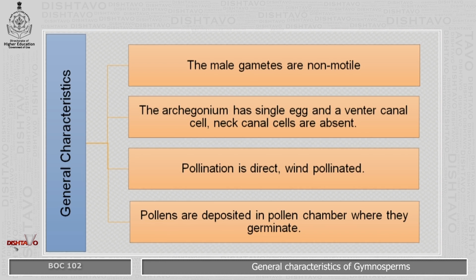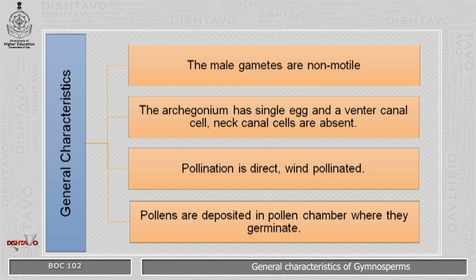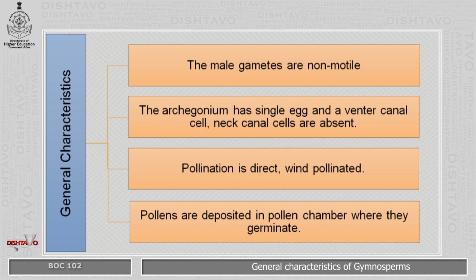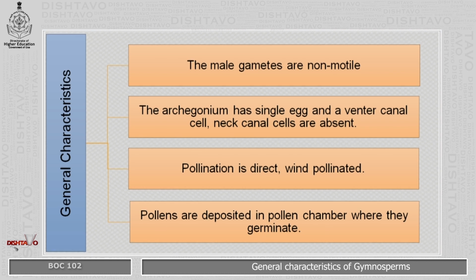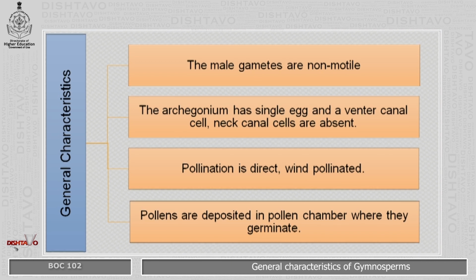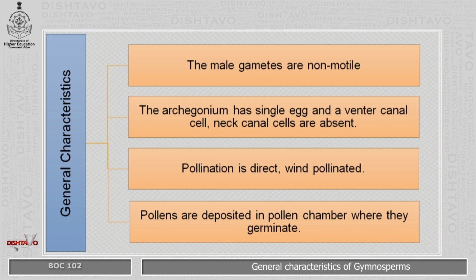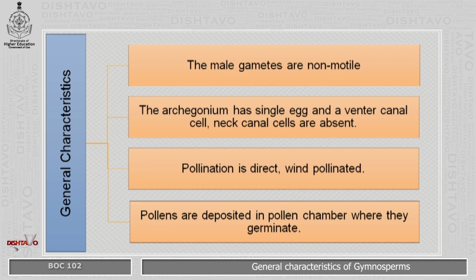The female gametophyte is called the archegonium. It has a single egg and a venter canal cell. Neck canal cells are absent. Pollination in case of gymnosperms is wind pollination, that is anemophilous, and it is direct. Whenever the pollination takes place, the pollen grains or the microspores are carried from the microsporangium and taken to the ovule where they get deposited in the pollen chamber and later they germinate to form the pollen tube.